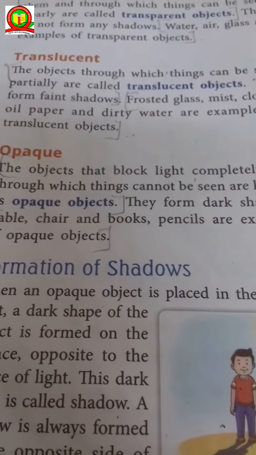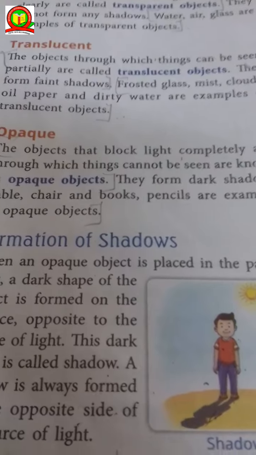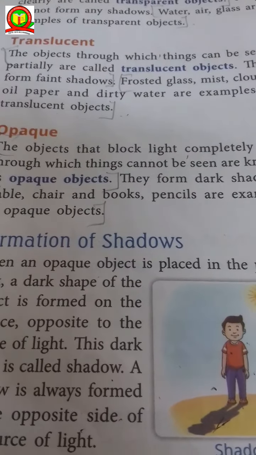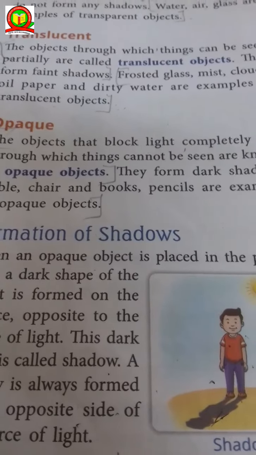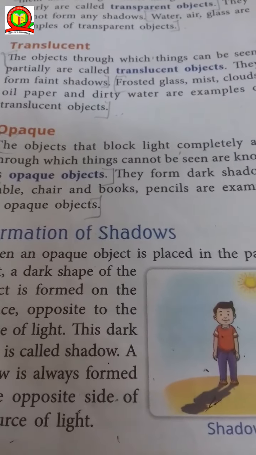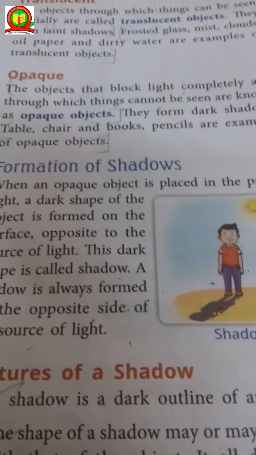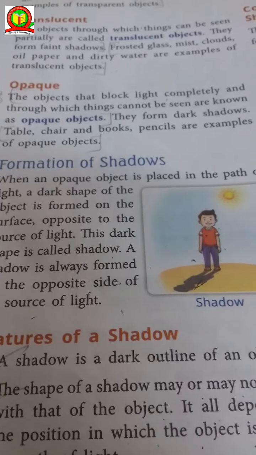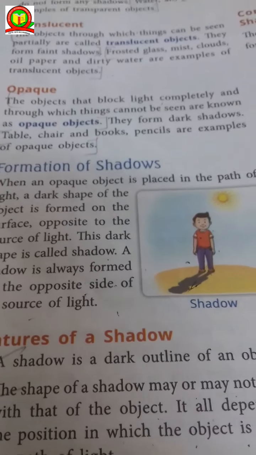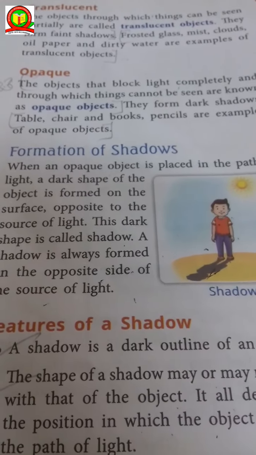And translucent means objects through which things can be seen but only partially. It's called translucent. Butter paper you can say as an example. An opaque object is an object that blocks the light completely and through which things cannot be seen. It's a table, chair, books, pencil and all these things.